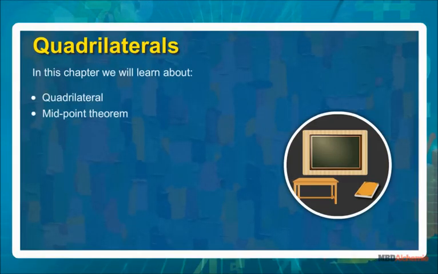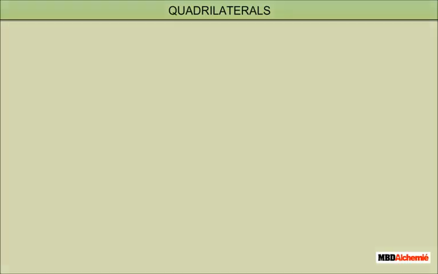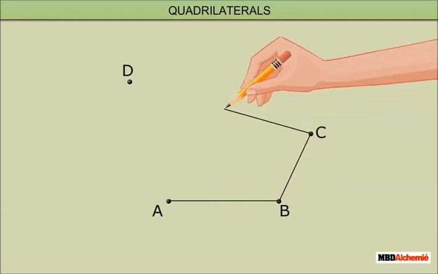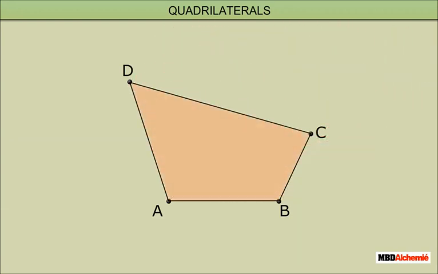In this chapter, we will learn about quadrilateral midpoint theorem. A quadrilateral is a two-dimensional closed shape with four straight sides. The shape ABCD shown here is a quadrilateral. In this quadrilateral, the line segments which form it are the four sides of the quadrilateral. The points where the sides meet are the four vertices, and the angles formed at the vertices are the four angles of the quadrilateral.